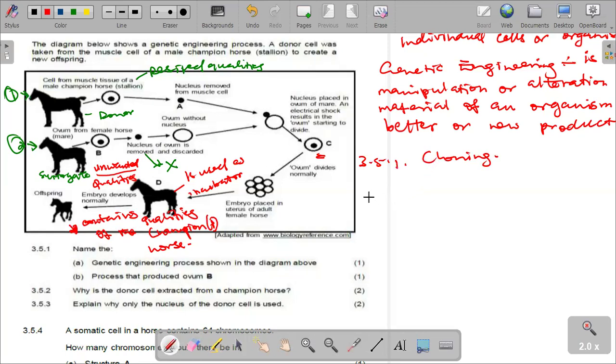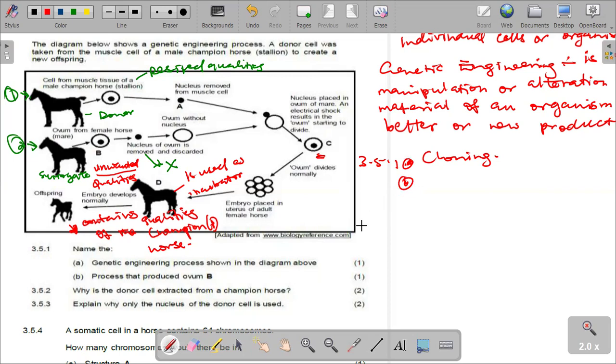I'm sure you can see, as I said, there is a champion horse and there is a surrogate horse. So it is called cloning. That is cloning. Question B: the process that produced ovum B. What is the process? This is A, and then B. What process produced ovum B?